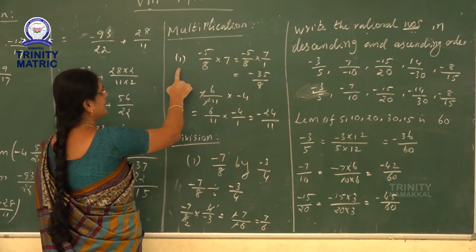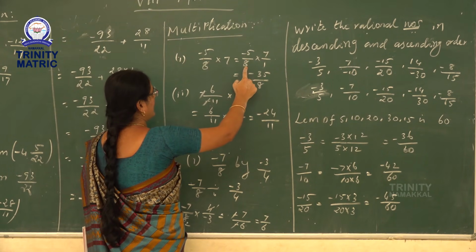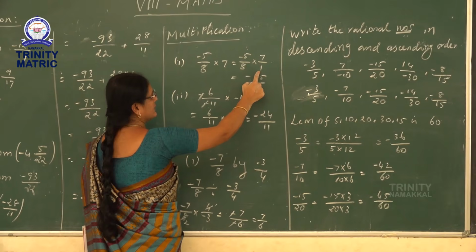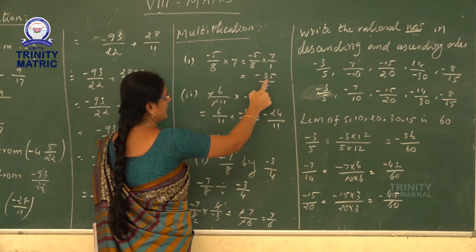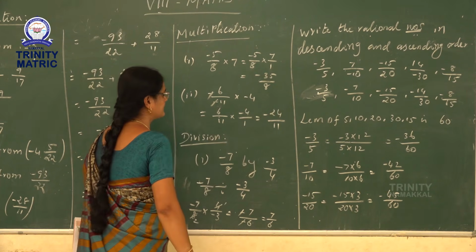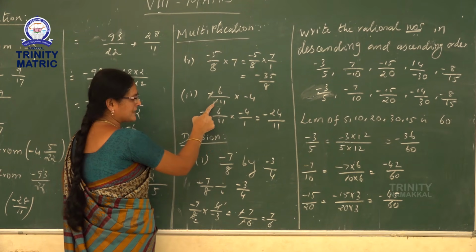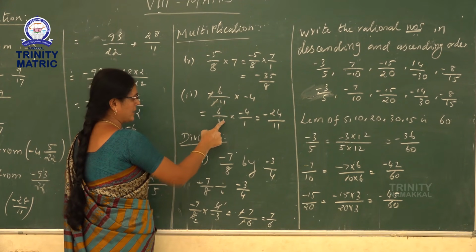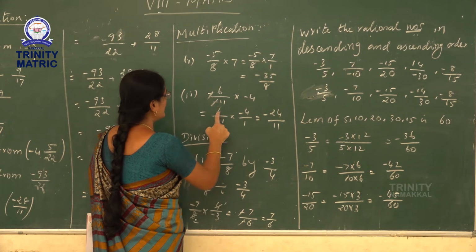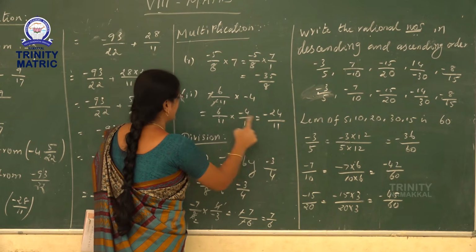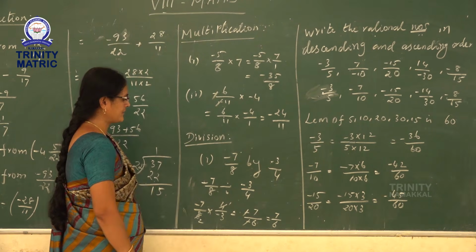Multiplication. The first example, minus 5 by 8 into 7. We should write 7 by 1. The denominator is 1. We multiply minus 5 into 7, 35, and 8 into 1, 8. Next, minus 6 by minus 11 into minus 4. Minus minus get cancelled, so we write 6 by 11 into minus 4, minus 4 by 1. We multiply: the denominator 11 into 1, 11; 6 into minus 4, minus 24. So the answer is minus 24 by 11.